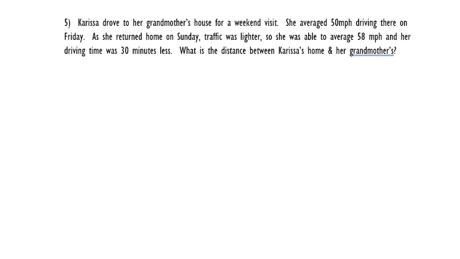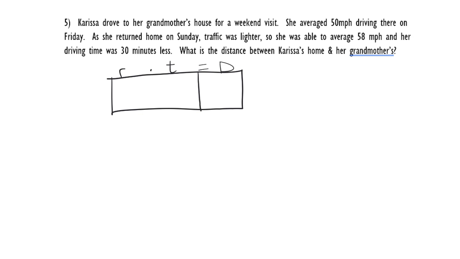All right, now I just have one of these. This is a distance equals rate times time problem. Also did charts for these types of problems. Distance equals rate times time. So we did rate times time equals the distance. Just like last time, the only way I'm going to fill in the boxes for distance is by multiplying straight across. That does not come from the problem. So let's fill in everything we can. Carissa drove to her grandmother's house for a weekend visit. She averaged 50 miles per hour driving there on Friday.